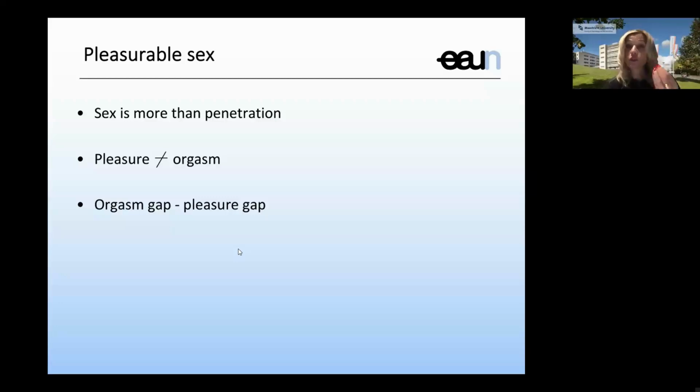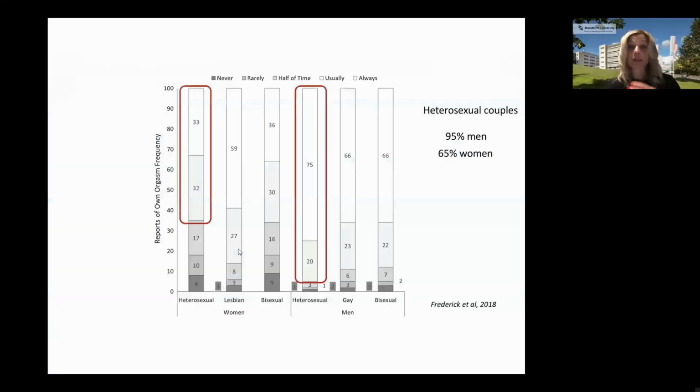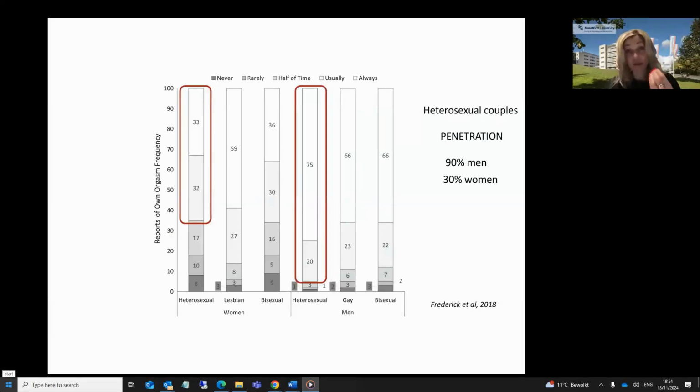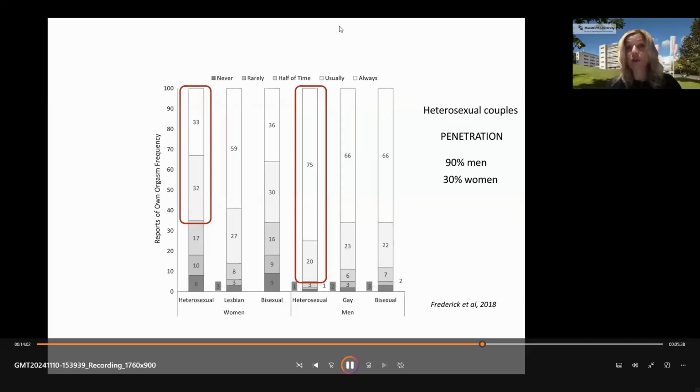In general, there's a huge orgasm gap between men and women, in the sense that in heterosexual couples, men almost always reach orgasm, while for women, it's only 65%. And during penetration, it's actually only 30% of the women reaching orgasm. And this is often because we're not getting the right sexual stimulation, because we're focusing too much on this one definition of sexuality.